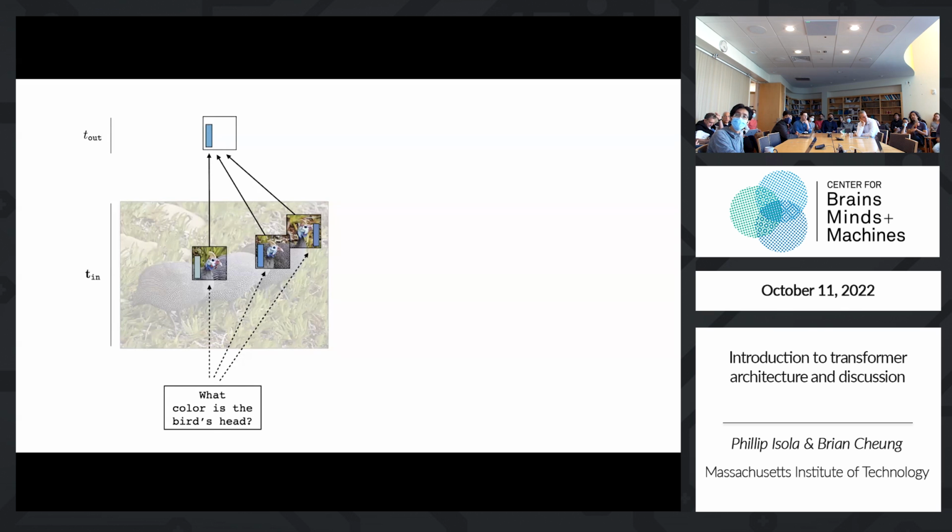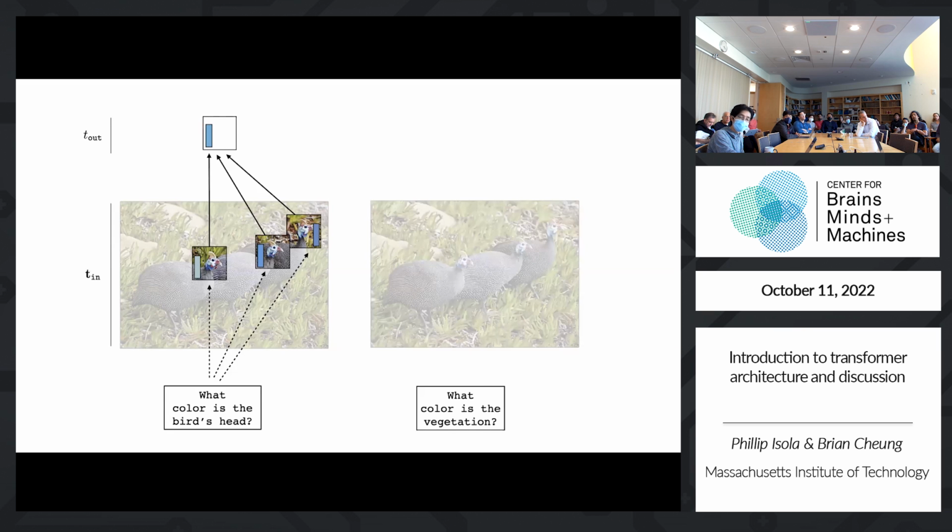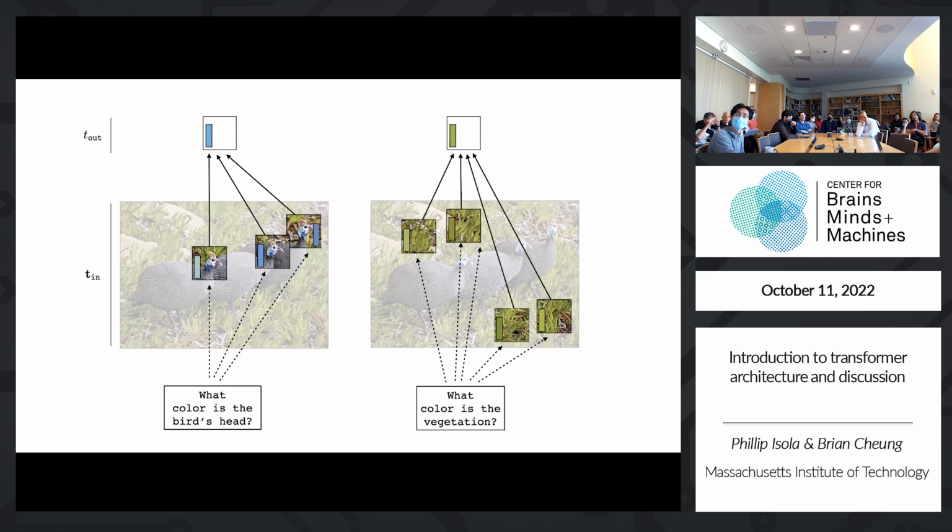So I could ask a question, what is the color of the bird's head? I'll attend to the bird's head. What is the color of the vegetation? I'll attend to the background. It's just saying which tokens or patches here are going to be getting a lot of weight to make my decision. Okay, and then I'll report that that's green because the token code vectors will have represented some information like the color of the token.